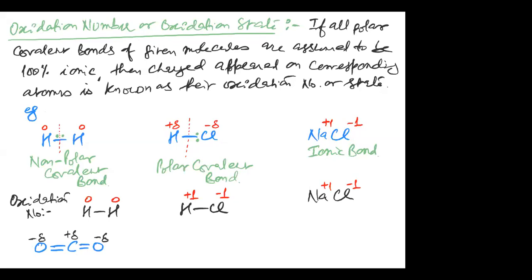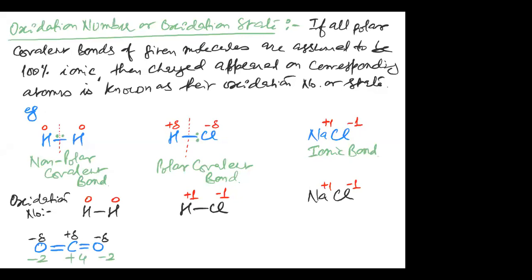So carbon is forming 4 bonds with more electronegative oxygen, and if all 4 are assumed to be 100% ionic, then the charge appearing on the carbon should be +4. And the charge appearing on each oxygen should be -2, as every oxygen is forming 2 bonds with more electropositive carbon. So in the case of CO2, carbon has +4, and every oxygen acquires a -2 charge each.